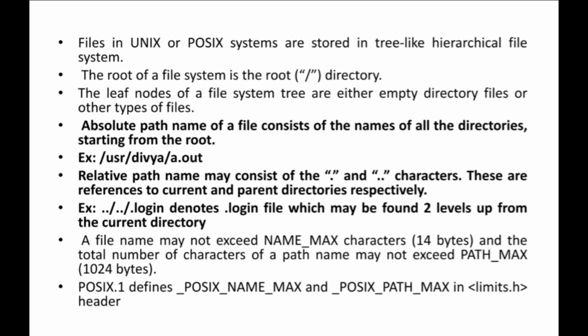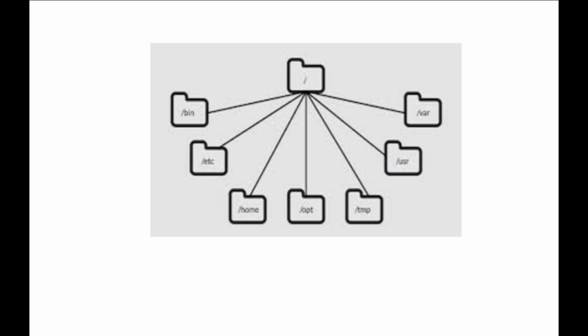So far, our Unix file system should be in a tree-like structure. The parent directory is the root directory, and all the other directories will be subdirectories of the root directory. So you can find any file using the path name. A relative path name may consist of dot and double dot. Dot is the current directory, double dot is the parent directory. Next, this is the structure of the Unix file system.